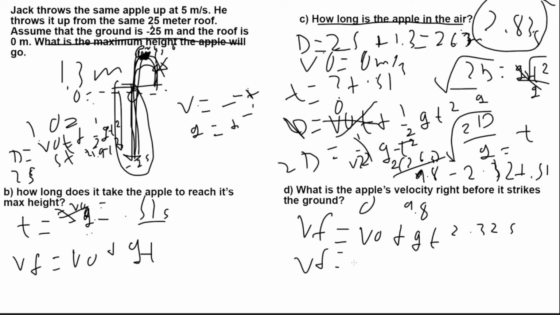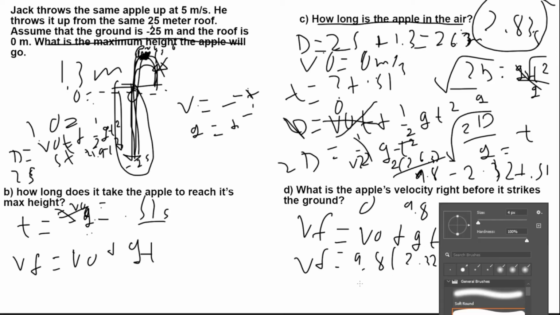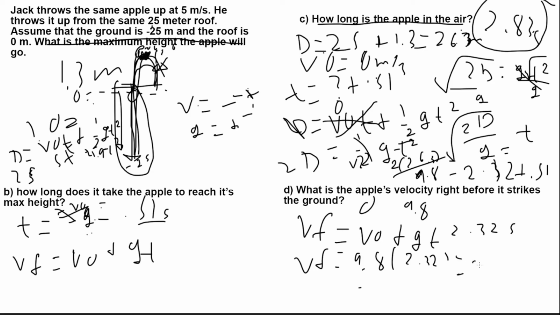So yeah, we could just solve this right here. So v final is equal to 9.8 times 2.32. And then we could just do this now. I'm just going to do this here. 9.8 times 2.32 is 22.736. So that will be 22.74, I believe, if I'm right. Yep, 22.74. Okay, my cursor's over here. And then yeah, that would be our answer. 22.74 meters per second is our v final. So that's it. That's all we had to do.